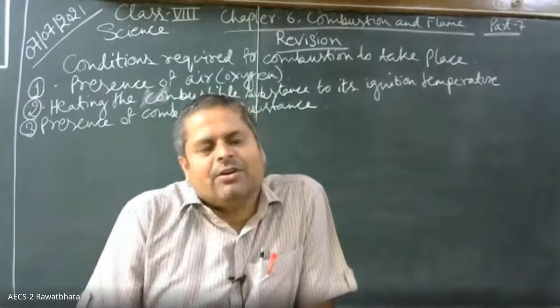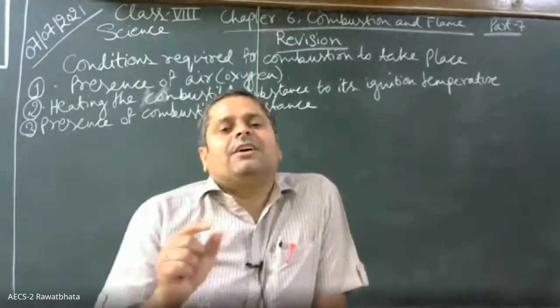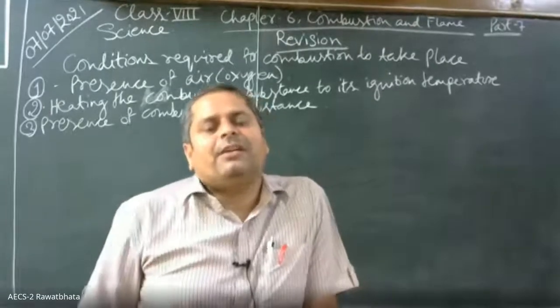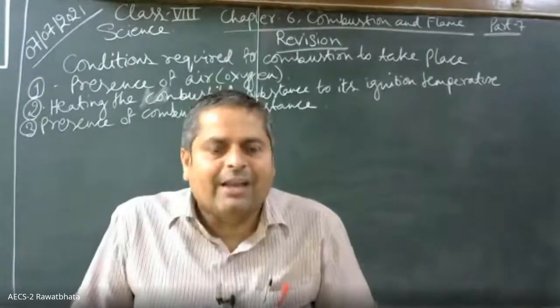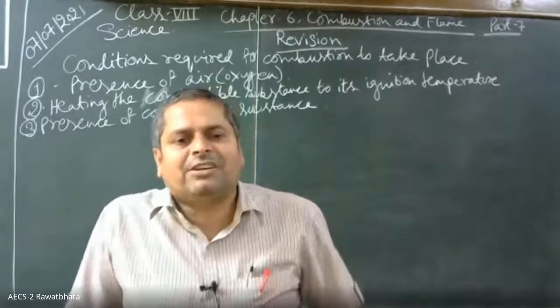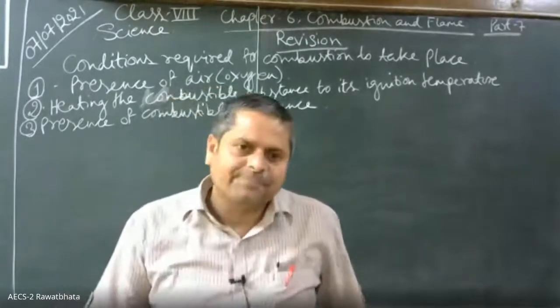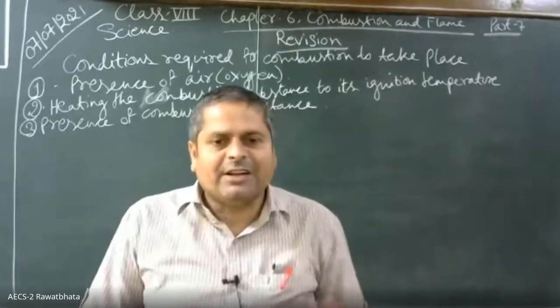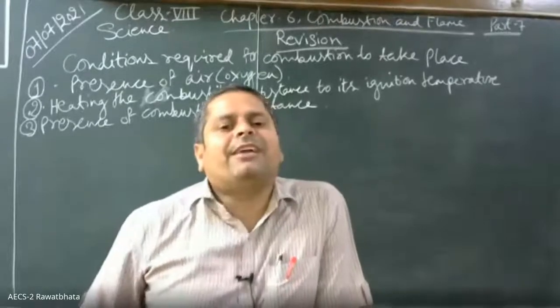Phosphorus, if it is left in open air, also catches fire and burns at a steady rate. This type of combustion is called rapid combustion. Okay, children. Now, the second type of combustion is spontaneous combustion. What, children?